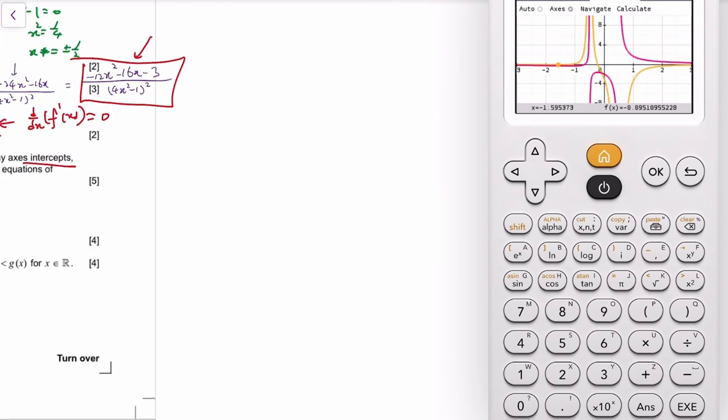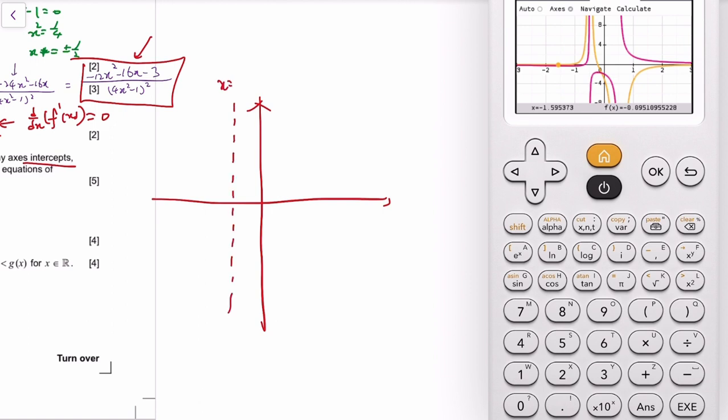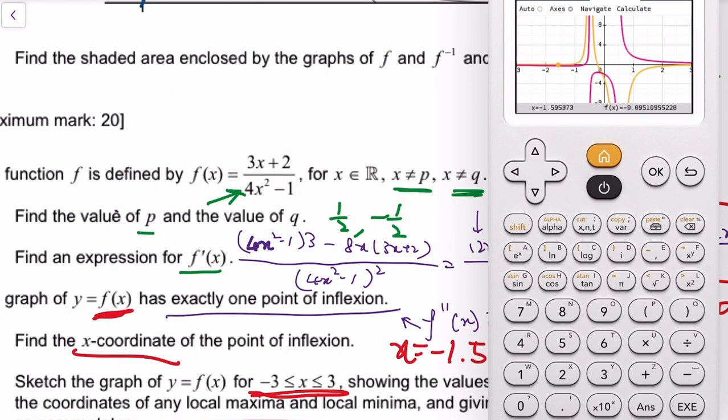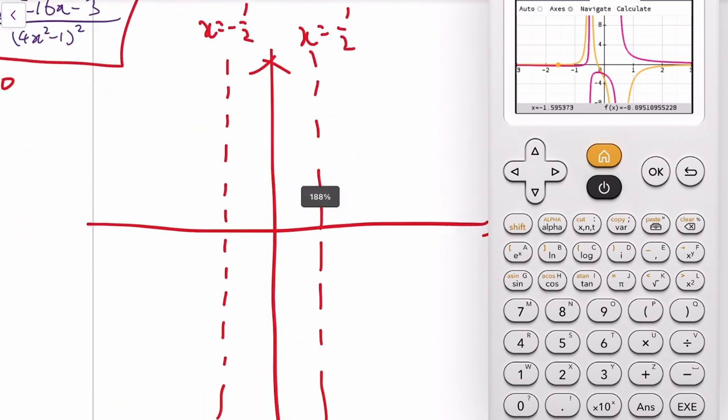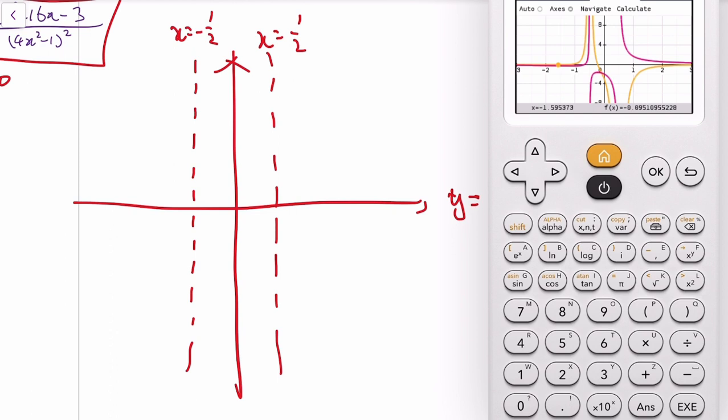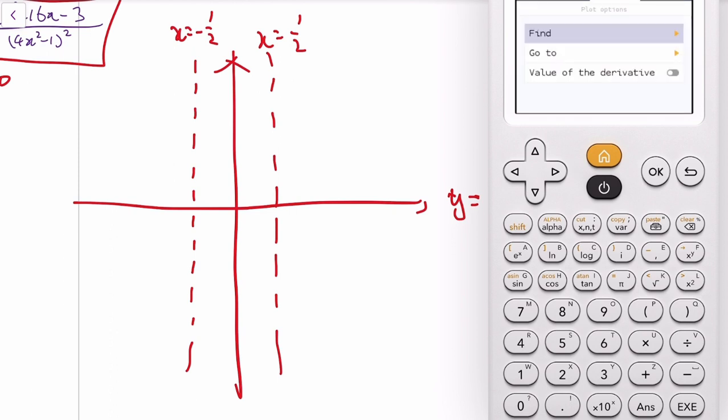Alright. So first, negative half is a vertical asymptote, and half is a vertical asymptote as well. A horizontal asymptote would be y being 0, because for f, the denominator has a higher power than the top. That means y equals 0 is a horizontal asymptote. And then we'll need to find the maximum.